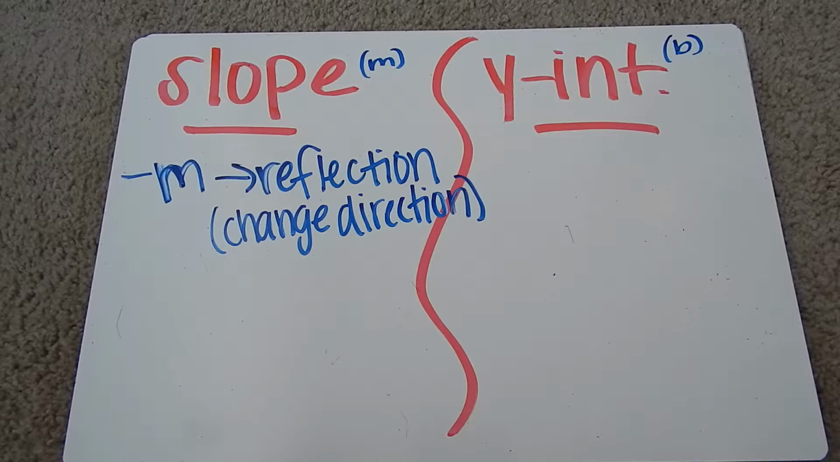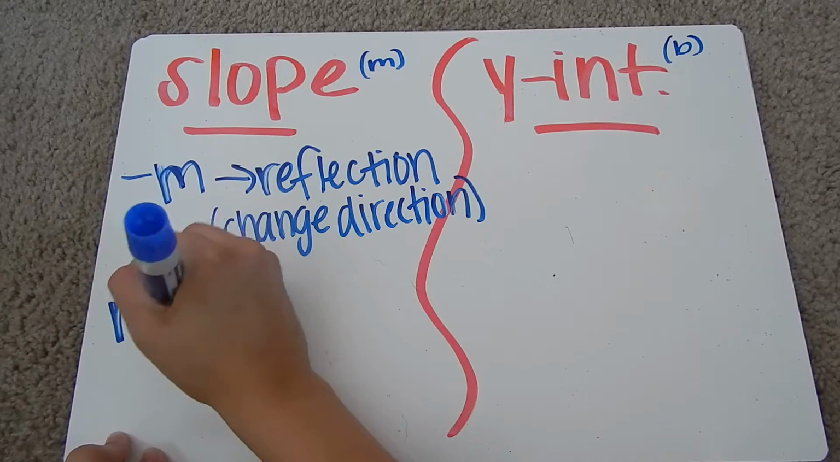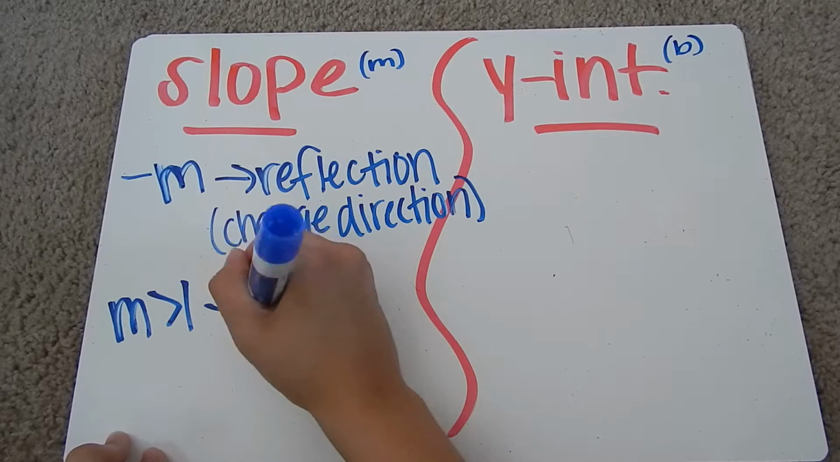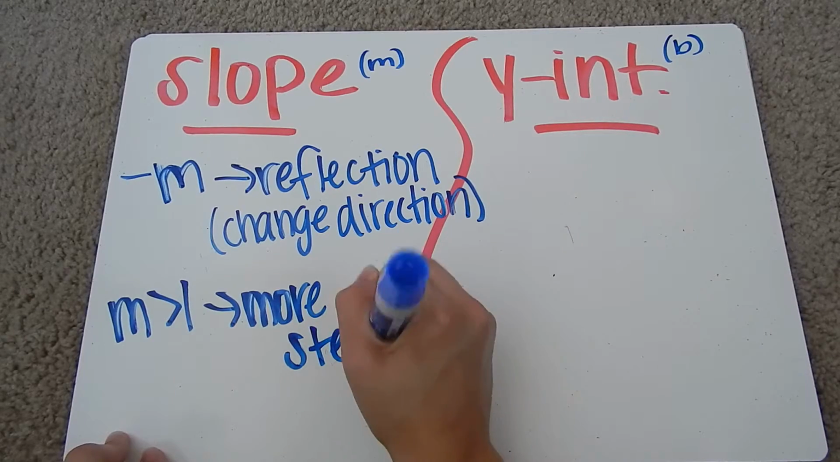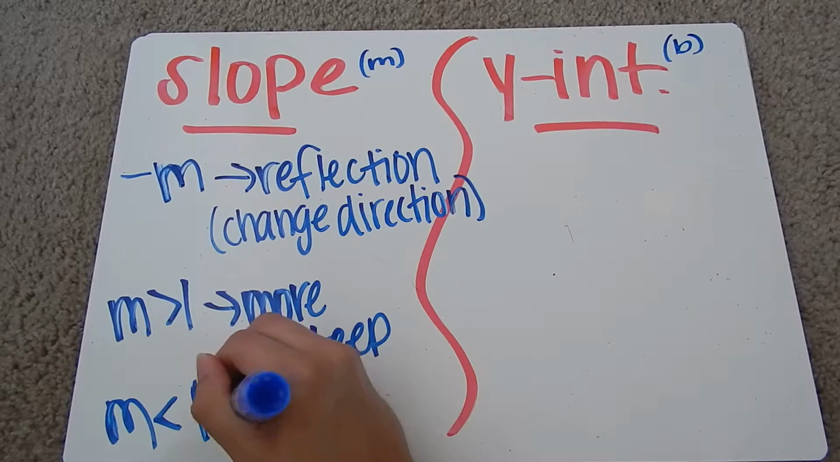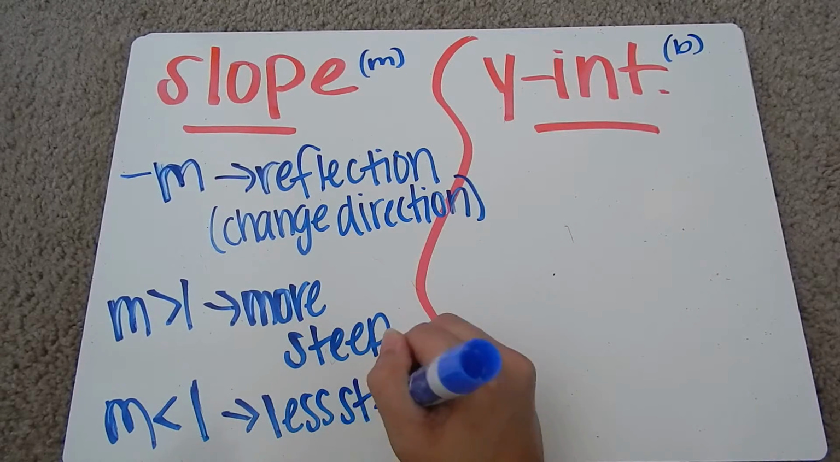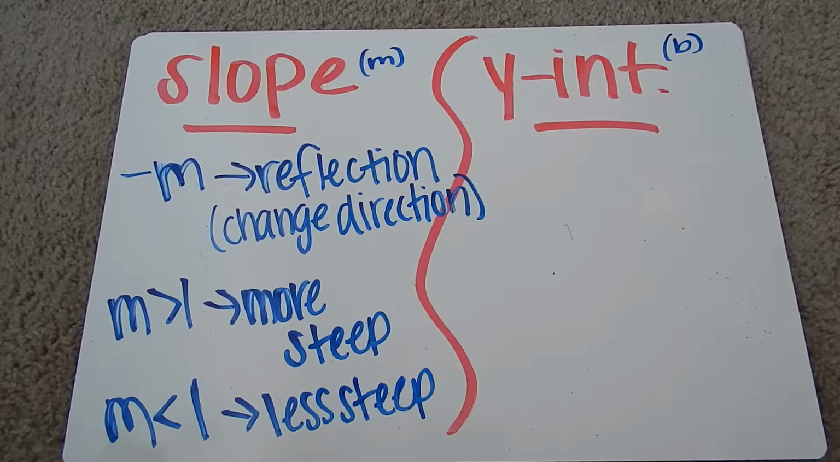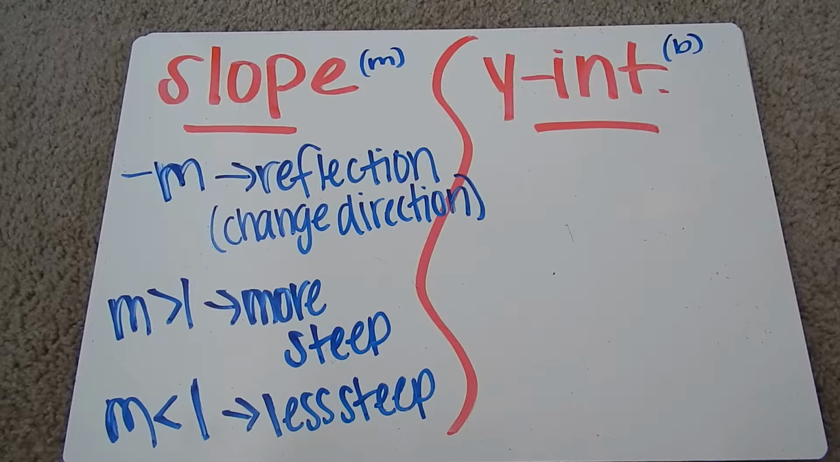That's if it's negative. Slope also tells us whether or not we're getting more or less steep. So if we have a slope that is greater than 1, we are going to be more steep. If we have a slope that's less than 1, we are going to get less steep. So further away from 0 is more steep. As we get closer to 0, we get less and less steep.